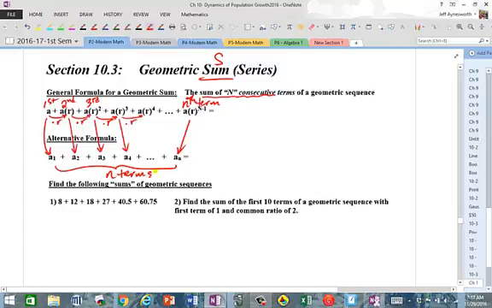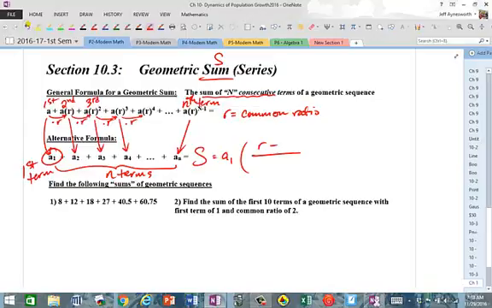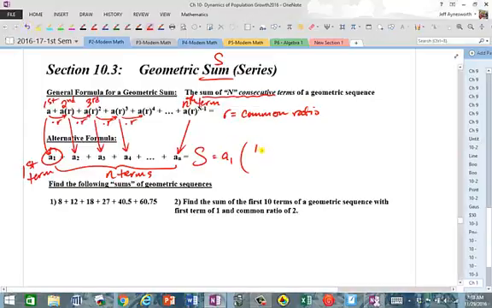N terms is important because the sum depends on the first term, on the common ratio, and on how many terms you're adding. That's it. It doesn't depend on the last term, which is kind of nice. In arithmetic series, it depended on the first and the last. But the geometric sum only depends on r, the common ratio, or the growth rate depending on the problem, the first term, and how many terms you're adding. And the sum, which I'm going to call S, is equal to the first term, a1, times the quantity 1 minus r to the nth power, divided by 1 minus r.